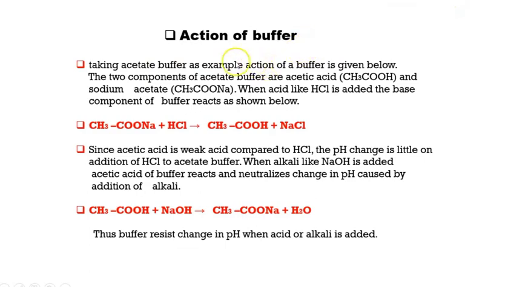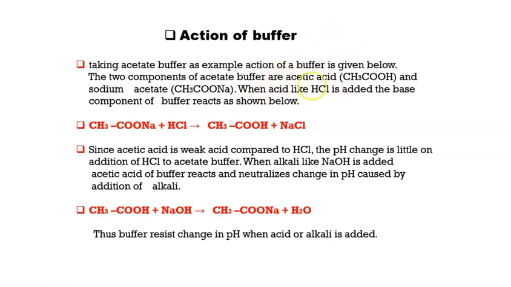Now, action of a buffer. Taking acetate buffer as an example. Action of a buffer is given below. Now listen carefully. The two components of acetate buffer are acetic acid, which you already know, and what? Sodium acetate. You already know this. But now let's see what happened. To know the action of a buffer, how did the buffer work? That's what we mean by action of a buffer.